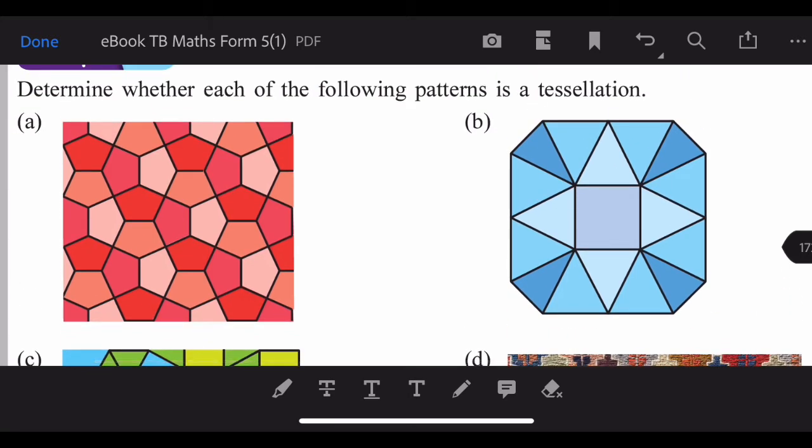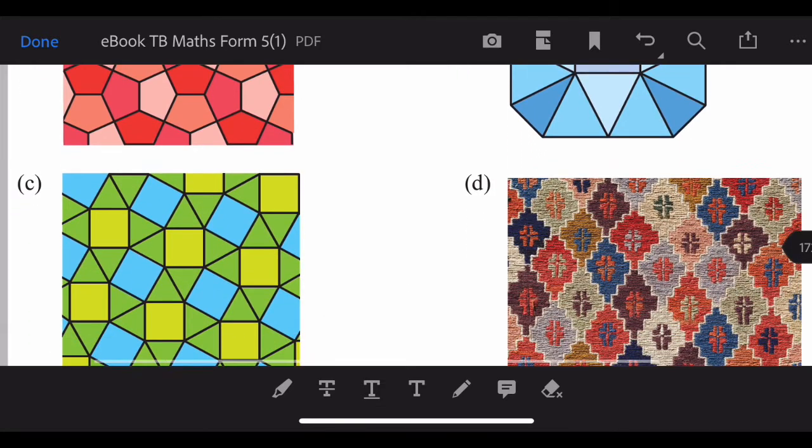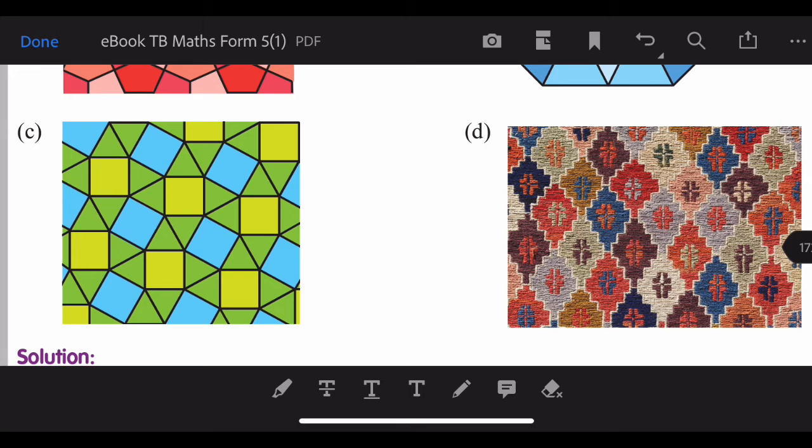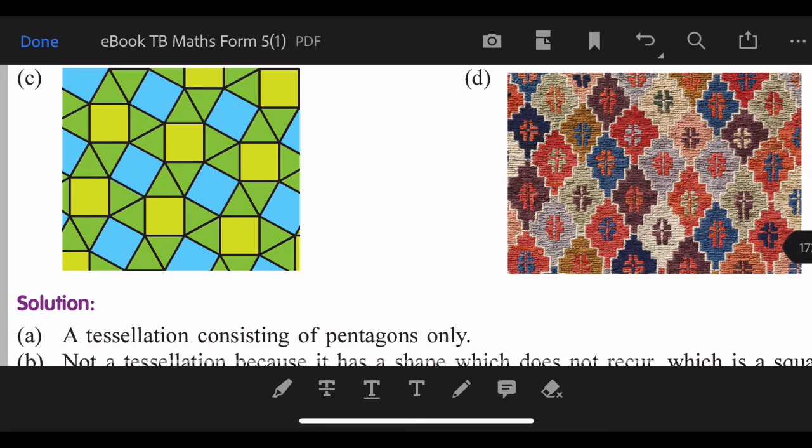So your answer for A is yes or no? Is it a tessellation? How about B? Is it a tessellation? Yes or no? C, is it a tessellation? And D, is it a tessellation? Have you written down the answer? Is it no or yes? Okay, let's read.